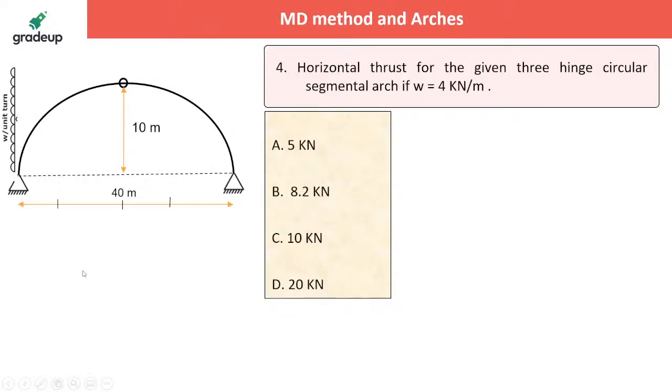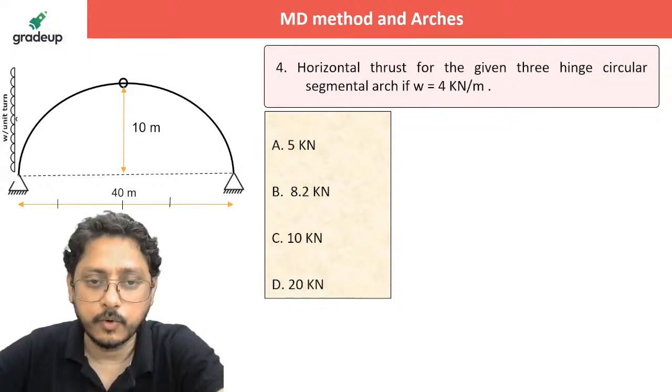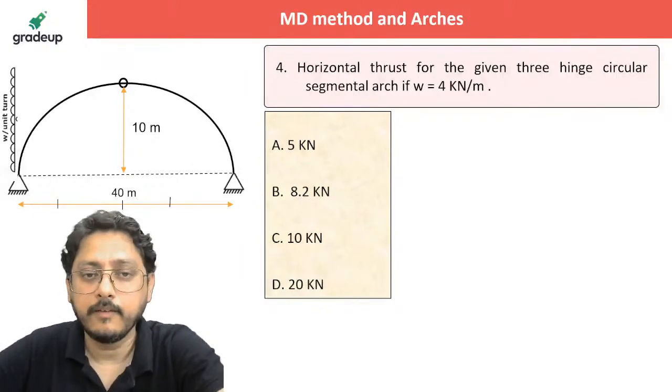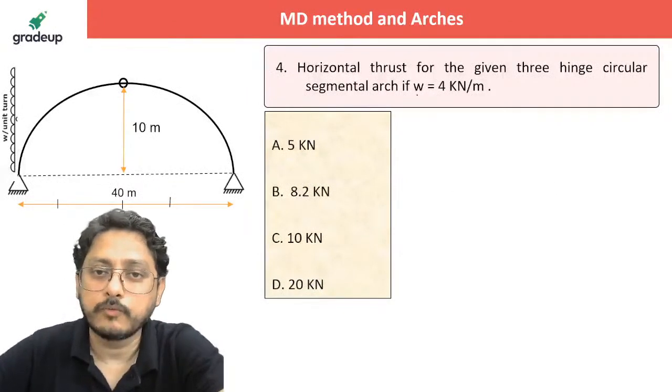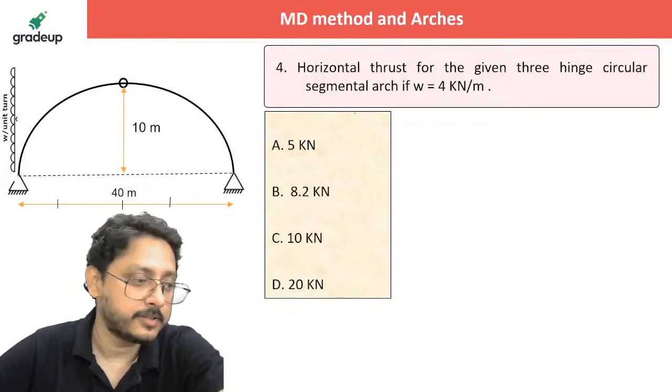Now what about this one? What will be the horizontal thrust for a given 3-hinged circular segment arch if w equals 4 kilonewton per meter? If the load acting is 4 kilonewton per meter, what will be the horizontal thrust? How will you calculate that?